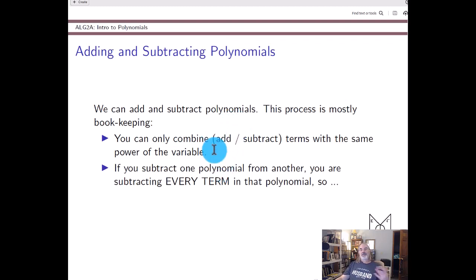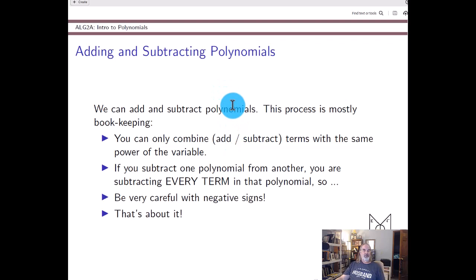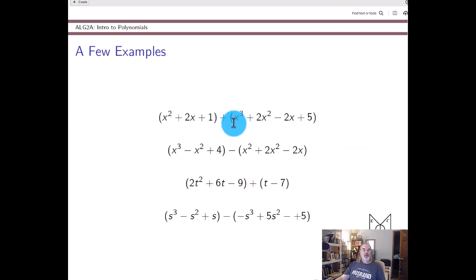Okay, again, with the reminder about negative signs, be very careful. So if I have this polynomial minus this polynomial, that minus is acting on every single term inside that polynomial being subtracted. So you have to be careful with tracking down those minus signs and using them properly. Otherwise, it's bookkeeping.